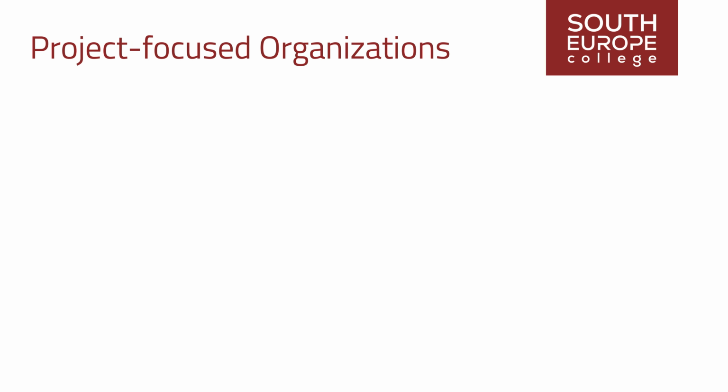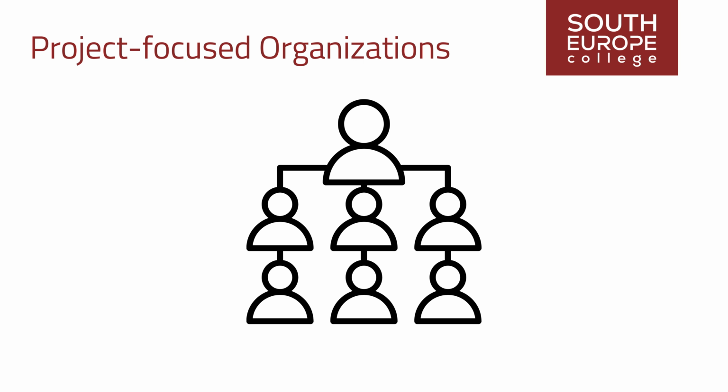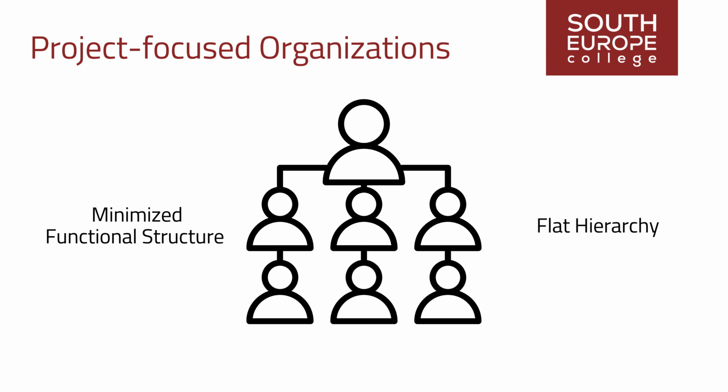At the other end of the spectrum are project-focused organizations. They have minimized functional structures that are often relatively flat, meaning there are very few layers of management between the bottom and the top. Project-focused organizations are defined by resources' primary attachment to individual projects rather than a department or division. Because of this, project leaders tend to have much more direct authority over team members. They are often directly involved in searching for, hiring, promoting, and terminating the employment of resources.